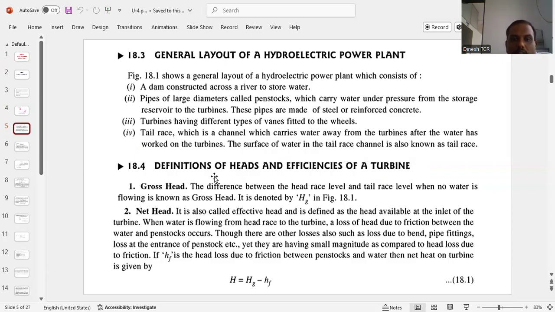Right. Some of the definitions of heads and efficiency of a turbine: first, the gross head. It is nothing but the difference between the head race level and the tail race level when no water is flowing. The gross head is denoted by Hg.